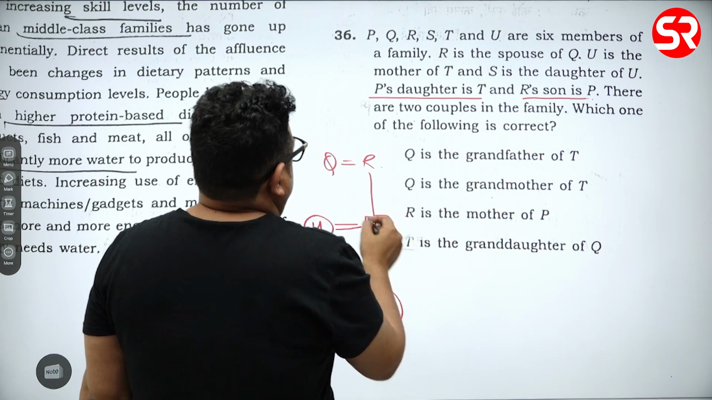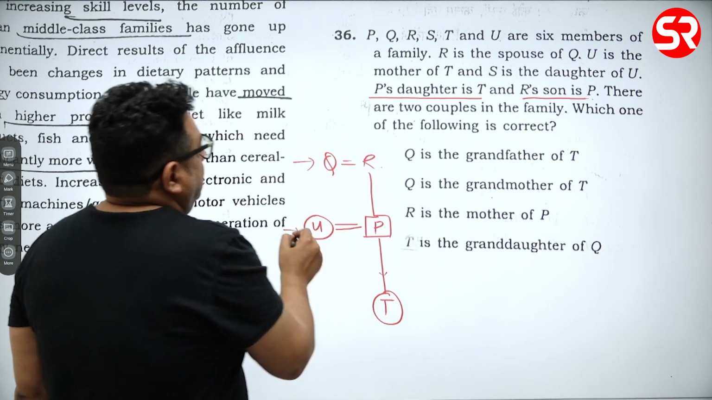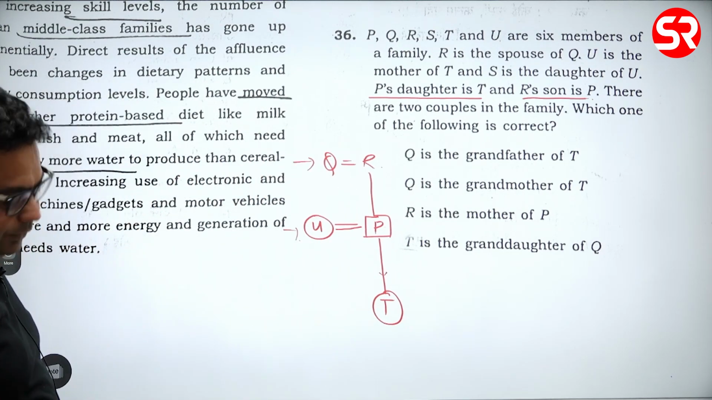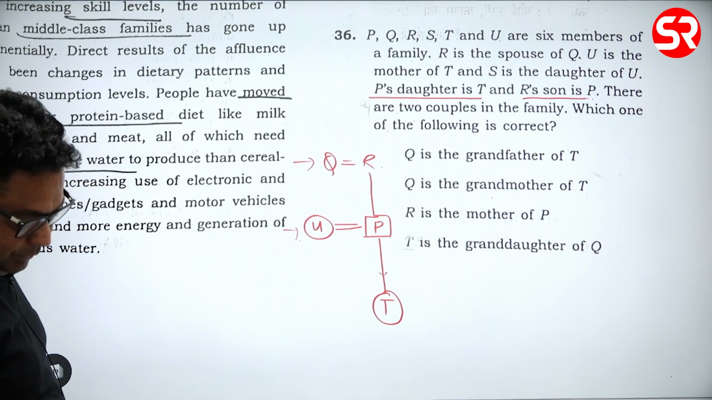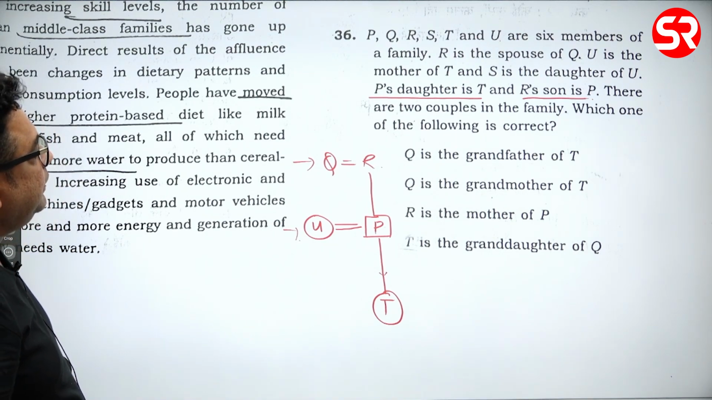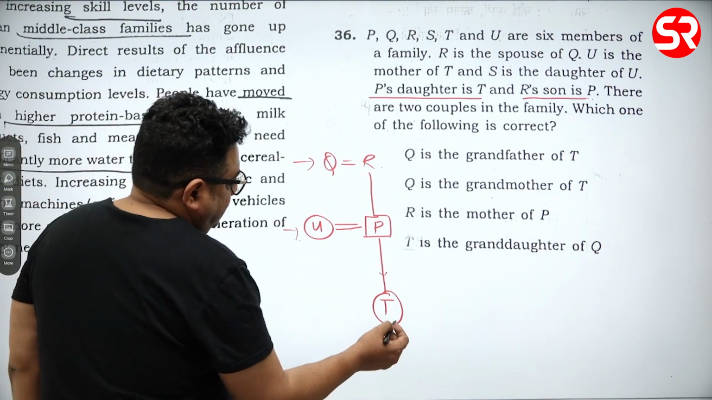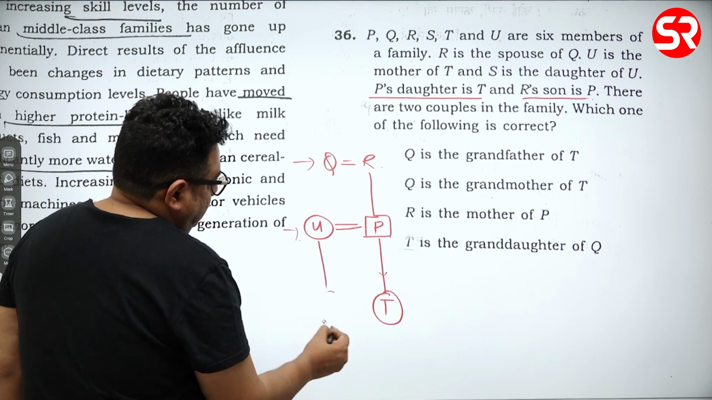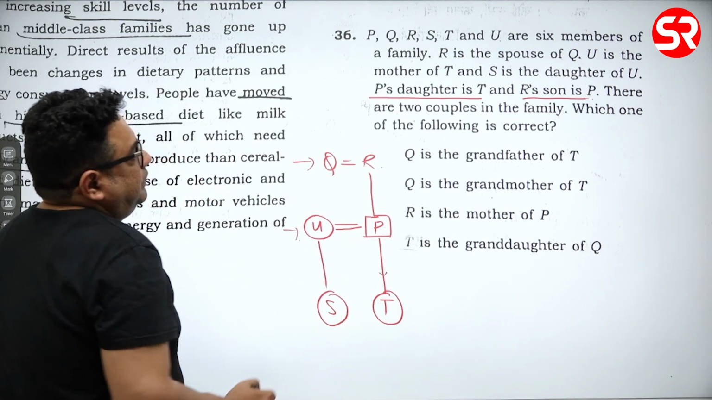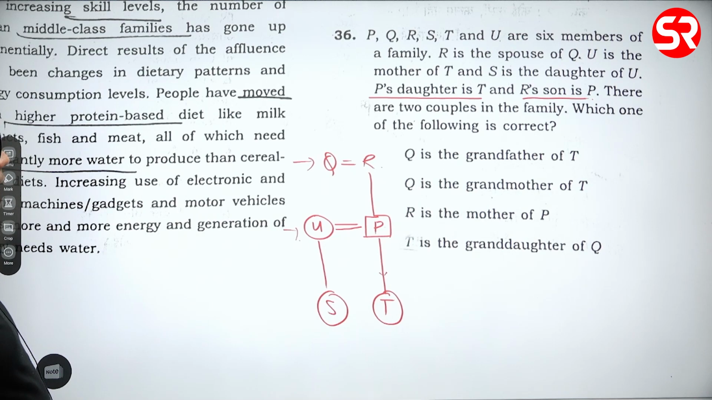There are 2 couples in the family. These are the couples. So who is left? I think you would realize S is left. What about S? S is daughter. So S is again daughter. All right, so now we have a complete family tree. There are 2 couples also.